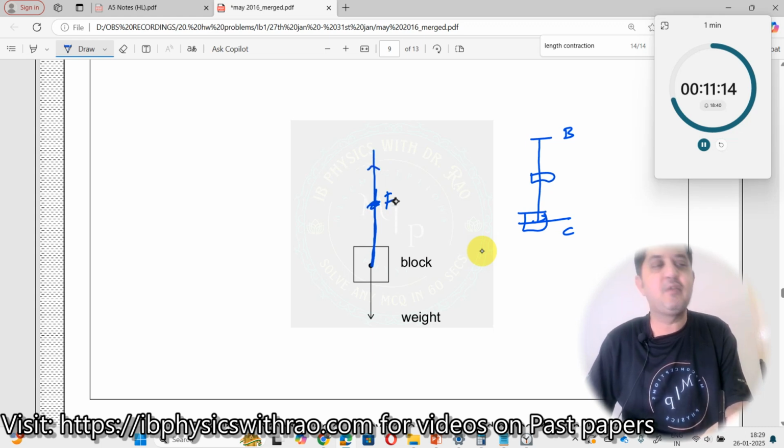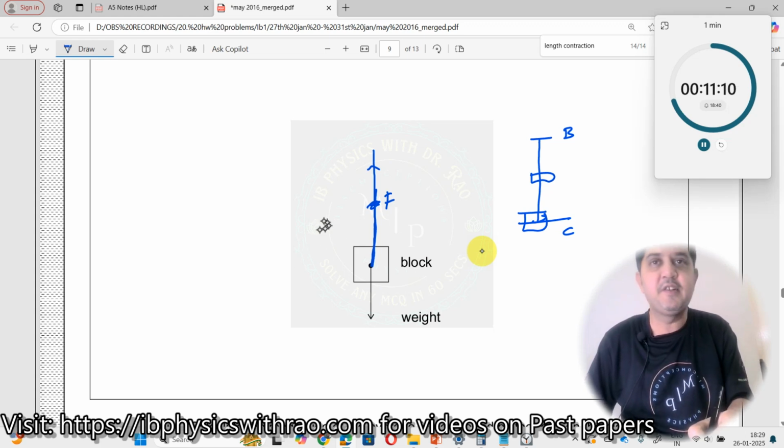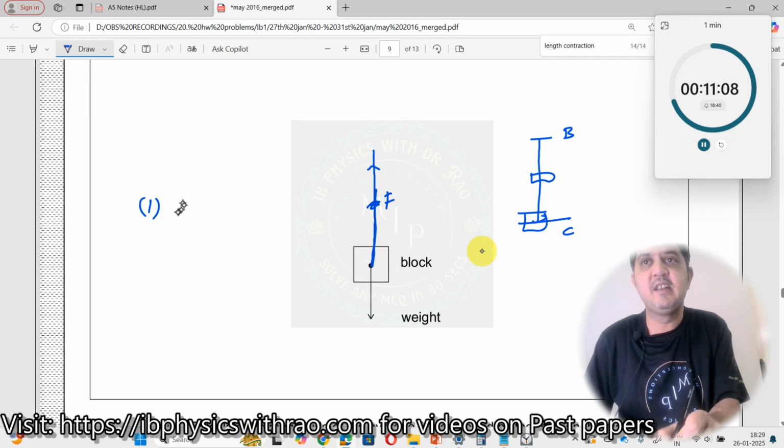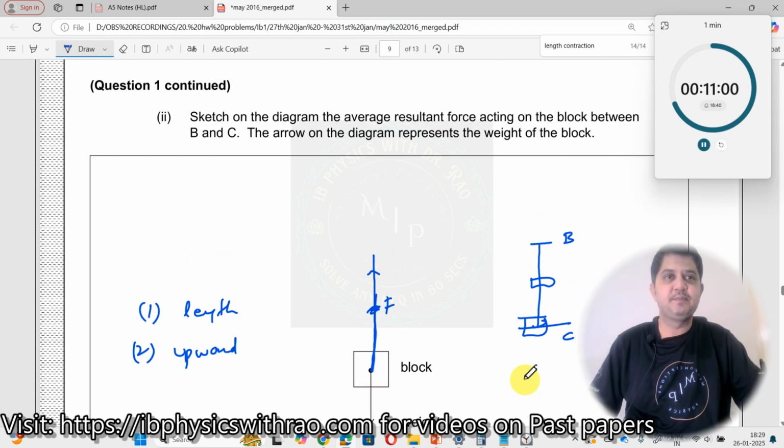Okay, and then you have to write the value of F over here. Now what is this? There are 2 marks for this. The first one goes for the length of the force. The second one is to indicate the upward arrow. So this will give you the 2 marks, right?